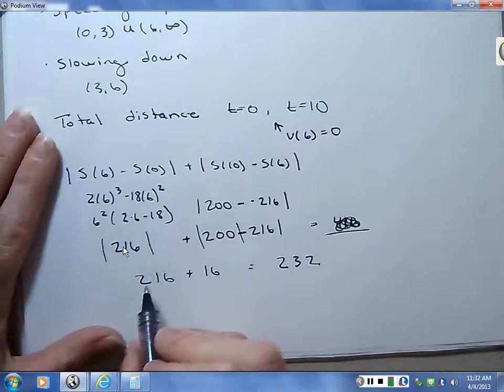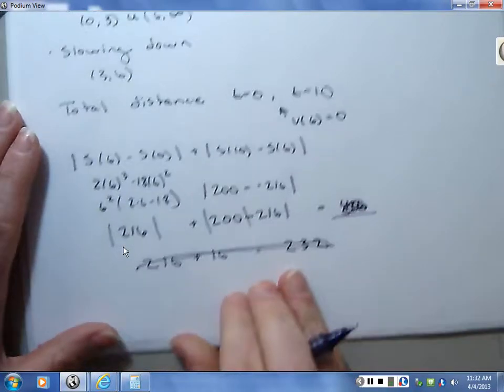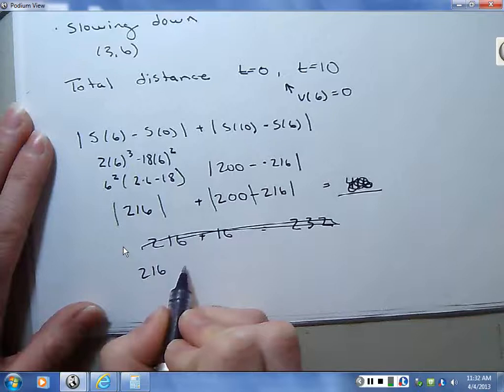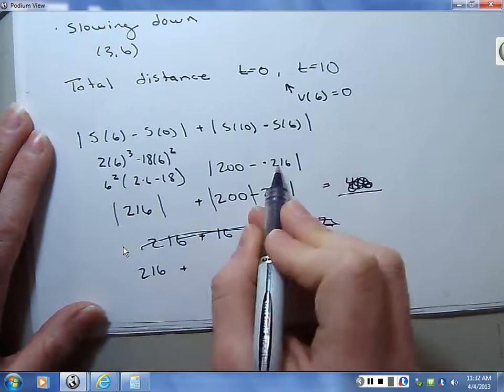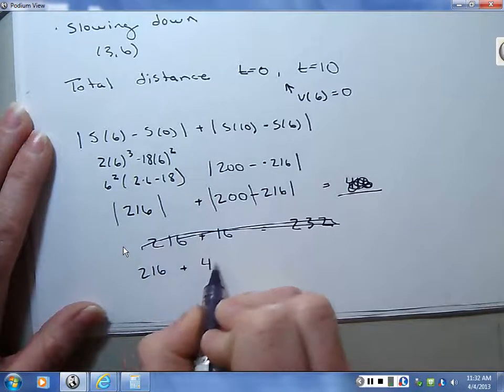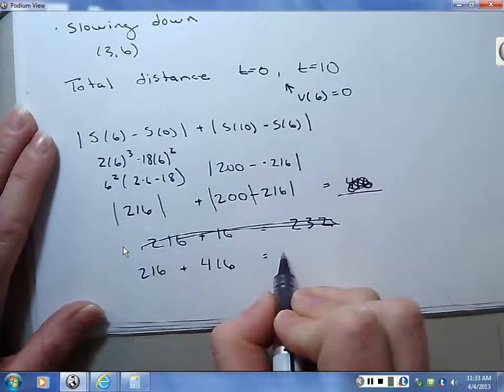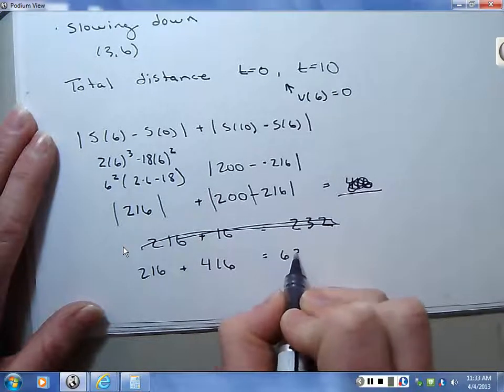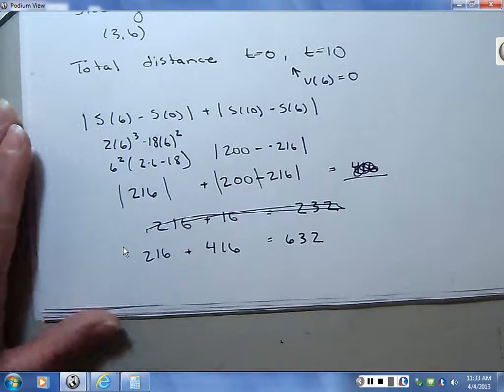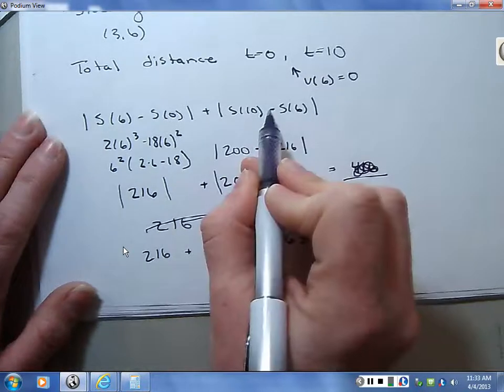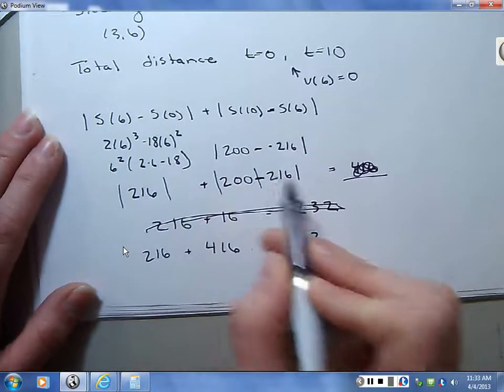So this should have been 216 plus 16, so that's 232. So this negative in here, right?